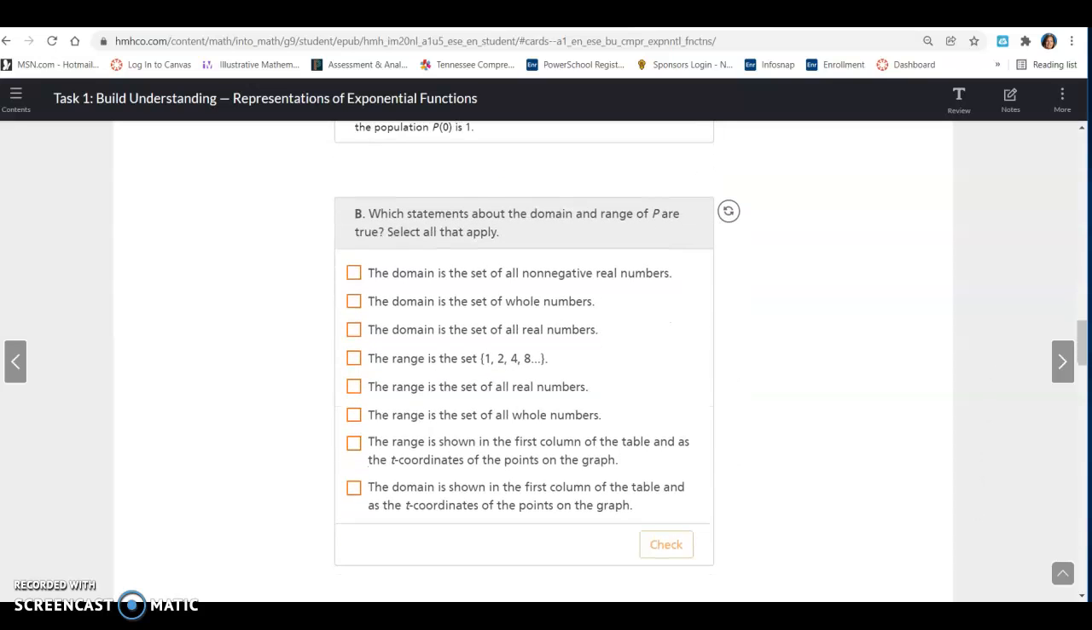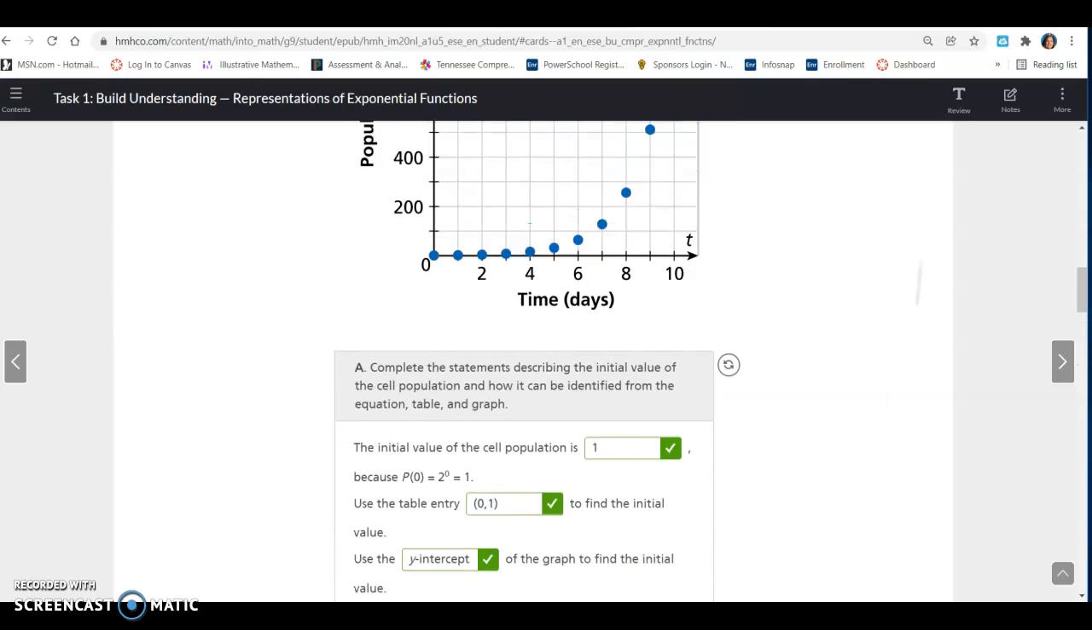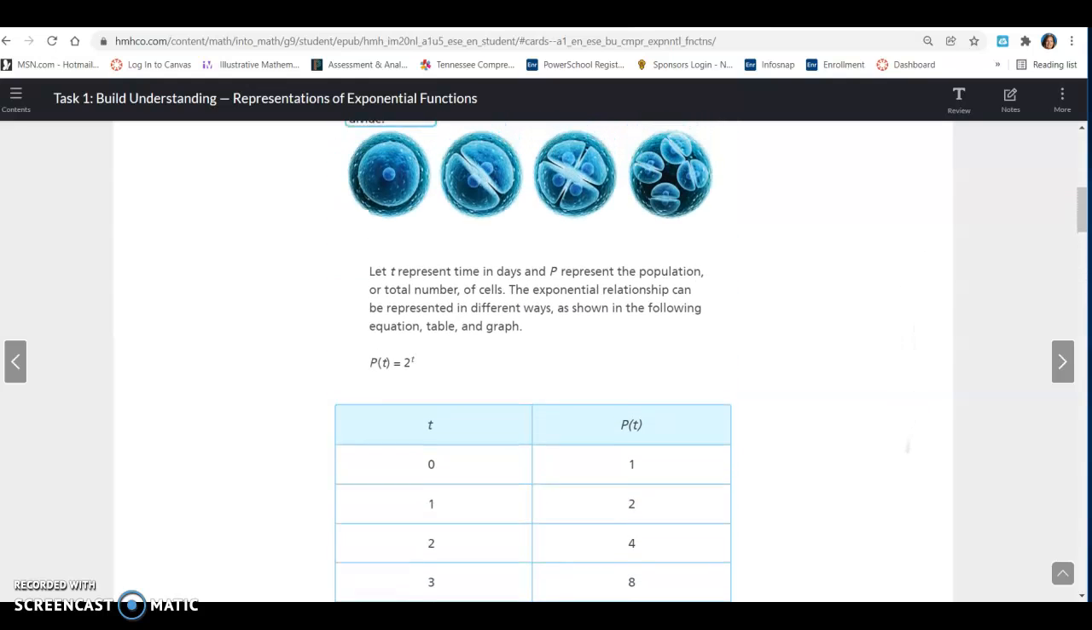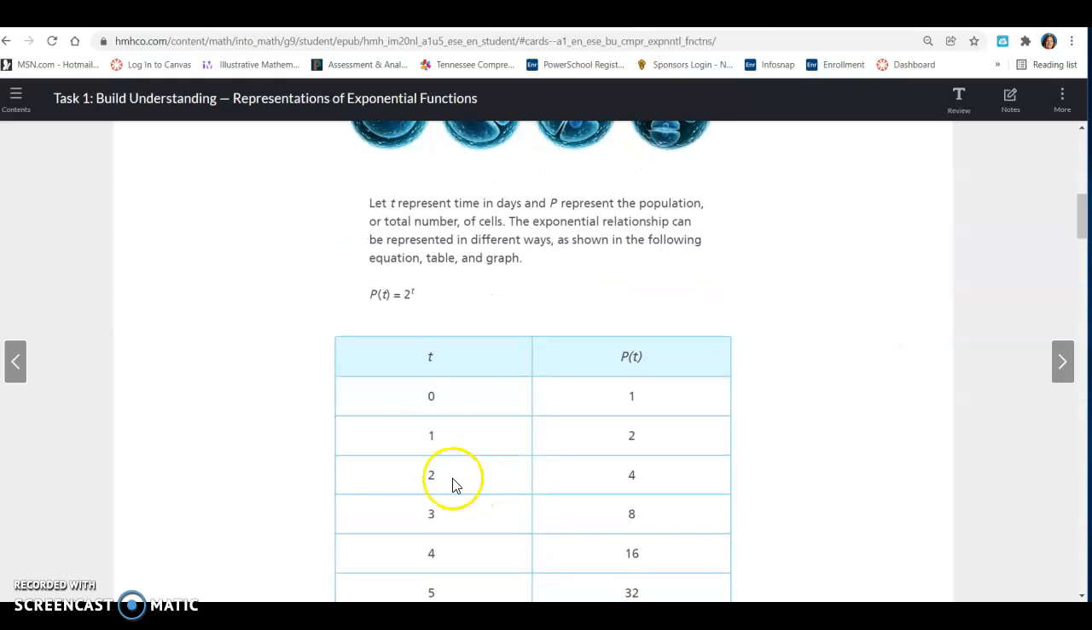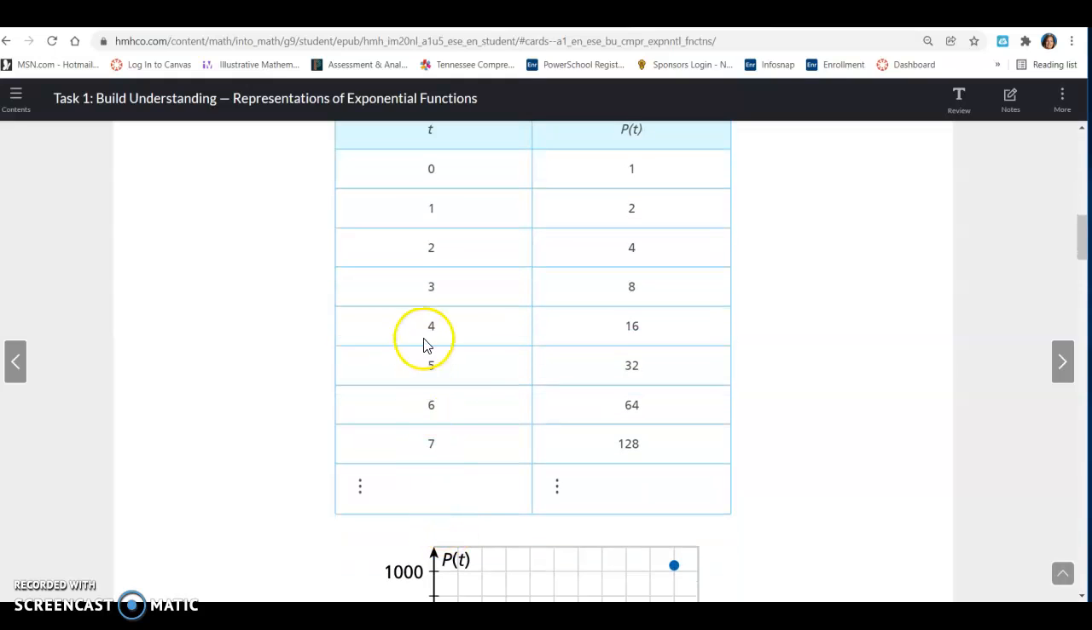All right, which statements about the domain and range of P are true? All right, so you got to remember that domain and range, a lot of times we'll say it's all real numbers, but this is a specific case. This is a real situation. So if you look up here, we're talking about division of cells, okay? So we don't have a negative number of cells. The smallest number we have is 0, and then we're taking just whole numbers, basically. There's no fractions.